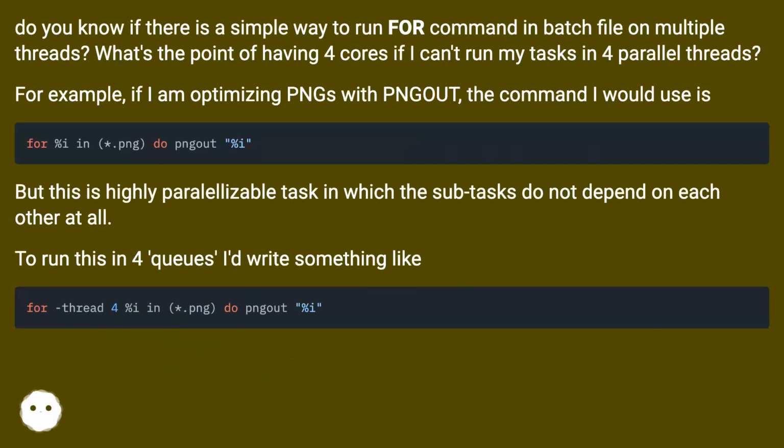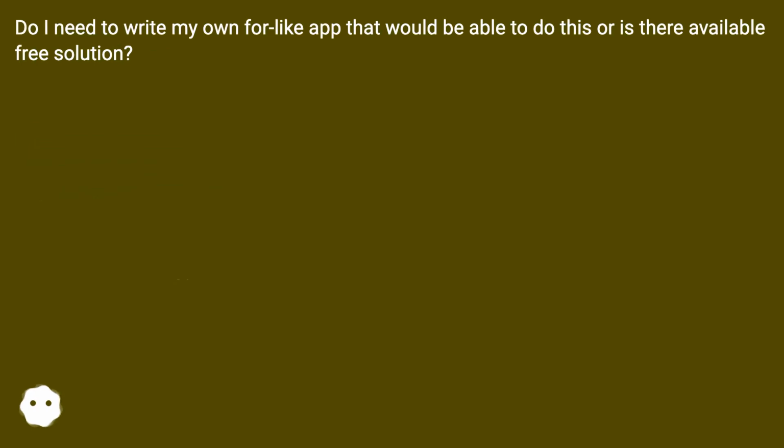For example, if I am optimizing PNGs with pngout, the command I would use is. But this is a highly parallelizable task in which the subtasks do not depend on each other at all. To run this in 4 queues, I'd write something like. Do I need to write my own for-like app that would be able to do this, or is there an available free solution?